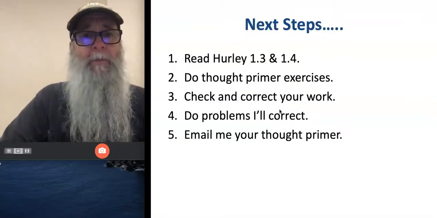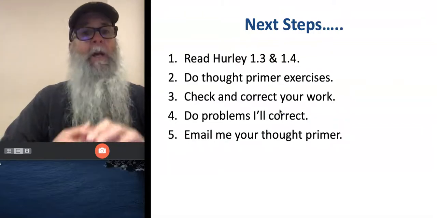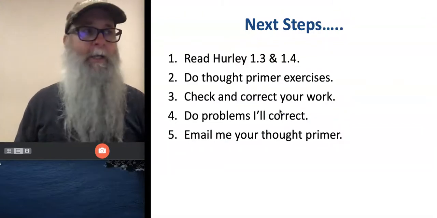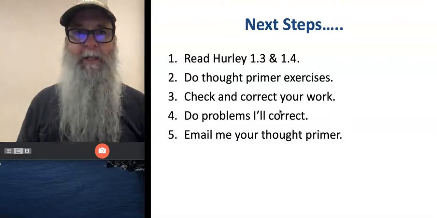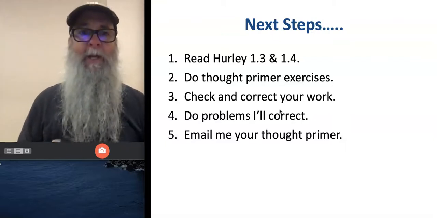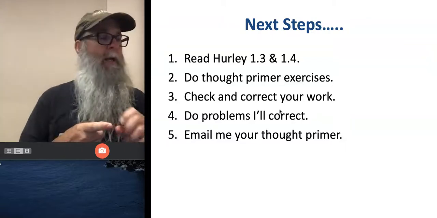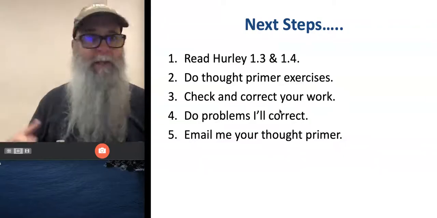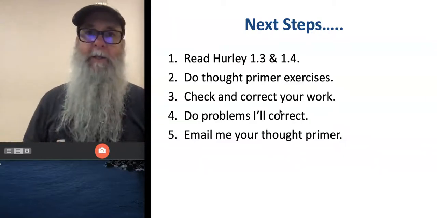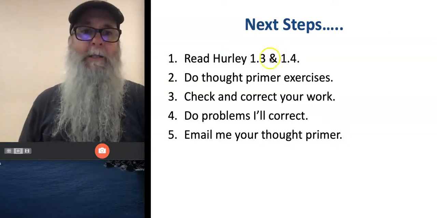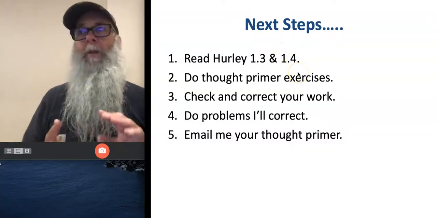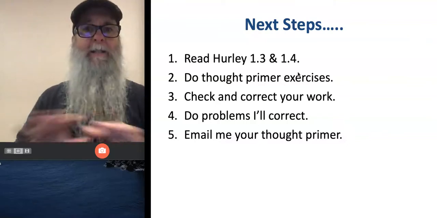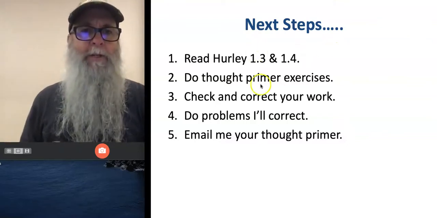All right, next steps. Read chapters 1.3 and 1.4 in Hurley. In chapter 1.3, you should really not delve too deeply into that chapter. Focus on only the information that has to do with deductive arguments, okay? Don't look at all at things like cogency or strength and weakness. You're not concerned with any of that. The only things you're concerned about in 1.3 and 1.4 are things having to do with deductive arguments, validity, and soundness. That's it, okay? So focus all your energy on those things.